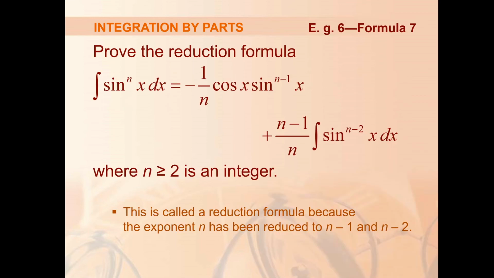So here's another example: the integral of sine of x to the n power dx. It's negative 1 over n cosine of x sine of x to the power of n minus 1, plus n minus 1 over n, and so on. Well, this one is just the formula that we have. This is called the reduction formula because the exponent n has been reduced down to n minus 1 and n minus 2.